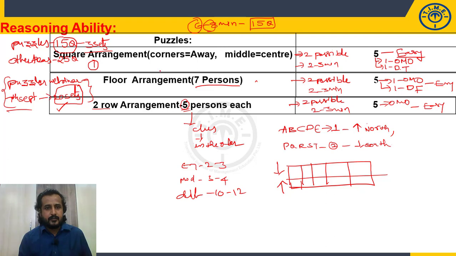15 puzzles are given. One is a square arrangement, another one is a floor arrangement, and a 2-row arrangement. All the questions are of easy level of difficulty. All 15 are easy. Now let's go ahead with the other areas they have given.